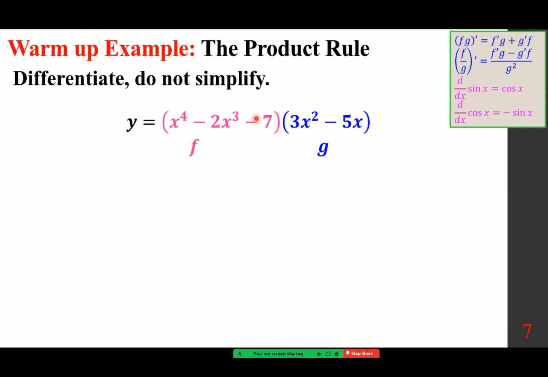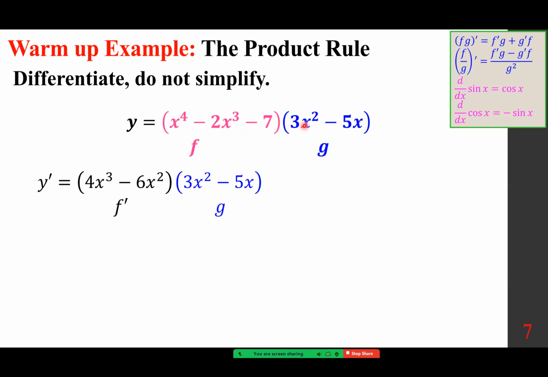So if I give the one in red the name f, or f of x, and the one in blue the name g, or g of x, according to this formula, I need f prime first, which is 4x cubed minus 6x squared. This is a constant, so it doesn't give us anything. It gives us a 0. So that's f prime. According to this formula, times g. Just write the g.